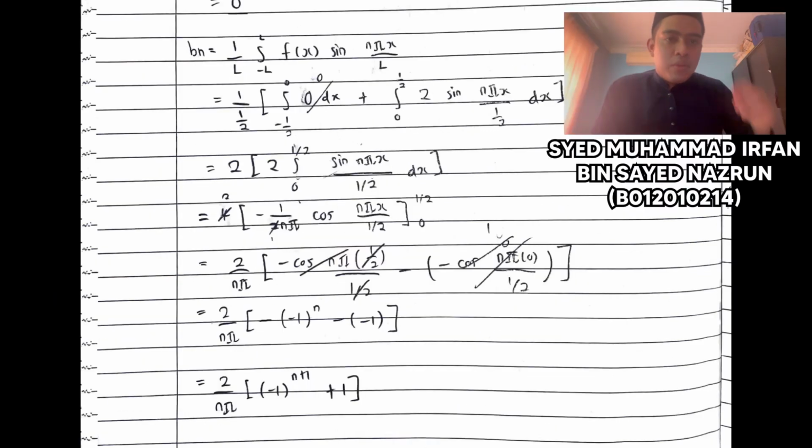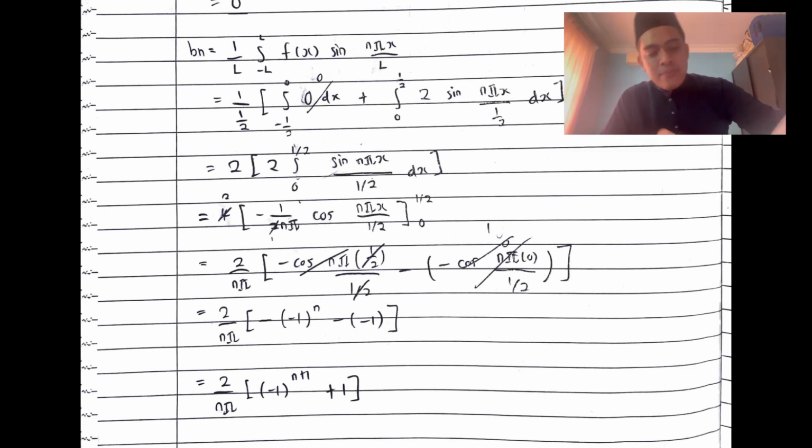My name is Sam, and now I would like to explain how to find bn in question 2a. The bn formula is 1 over L, integrated from negative L to L, of f(x) sin(n pi x over L). So 1 over 1/2, if we simplify it, we will get 2. The integration of 0 dx will automatically be 0.